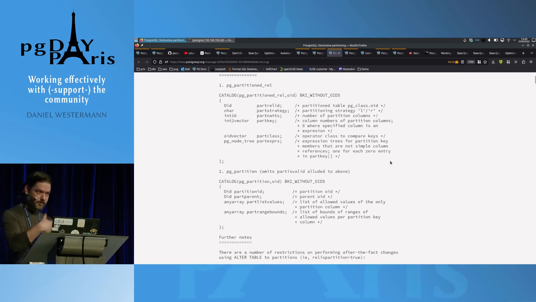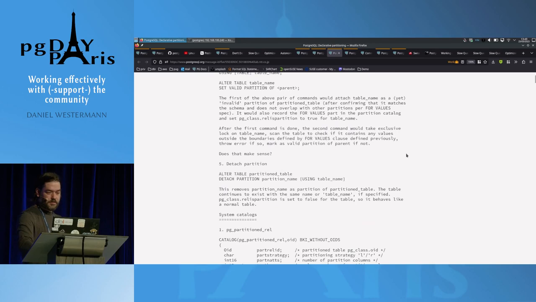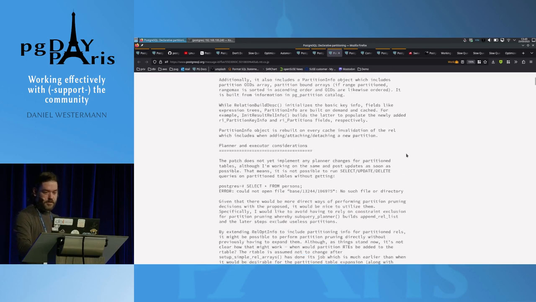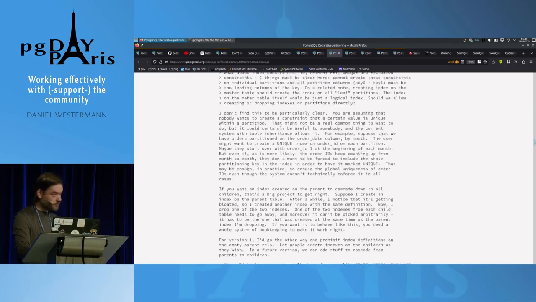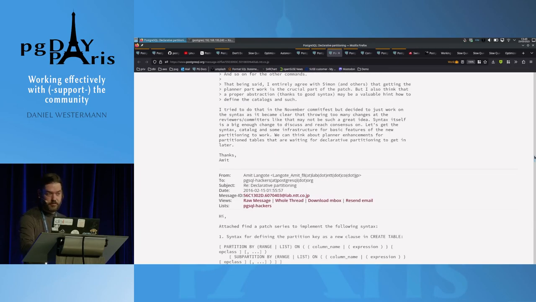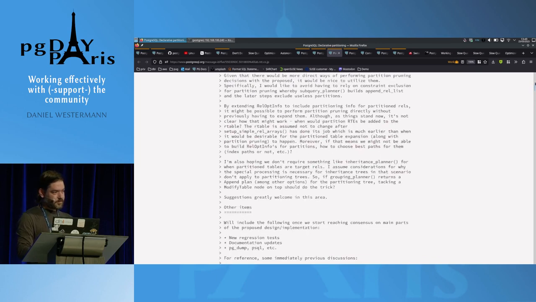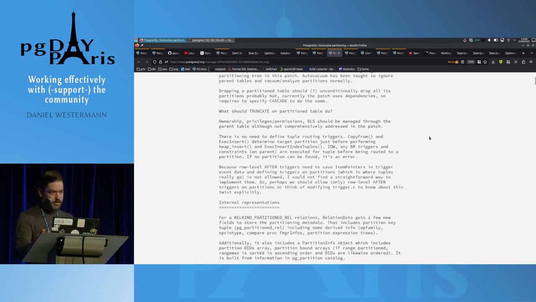Someone described, this is what I want to do. This is how I want to implement it. And then you can follow the discussions and you see, this is quite some discussions. And finally it got committed. But nobody waited for Amit to do that. So Amit and probably a few people in the background pushed that forward. And this is how it works.